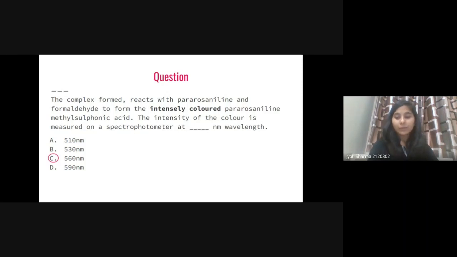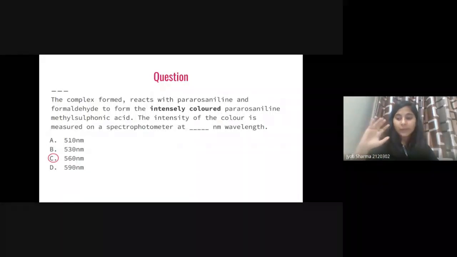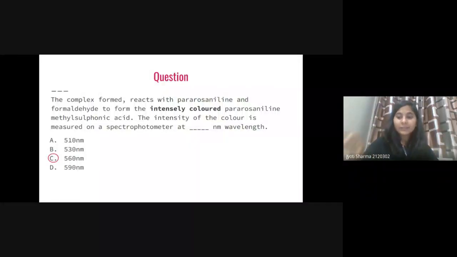So we use the absorbing medium, and then we will use different chemicals, which I will talk about in the next slide. These chemicals will give you a violet color, and the intensity of that color is proportional to the concentration of sulfur dioxide. That color will be measured only at the specific wavelength, and that is 560 nanometer.